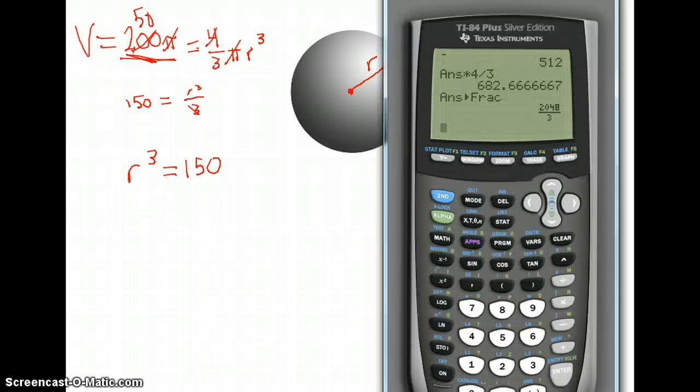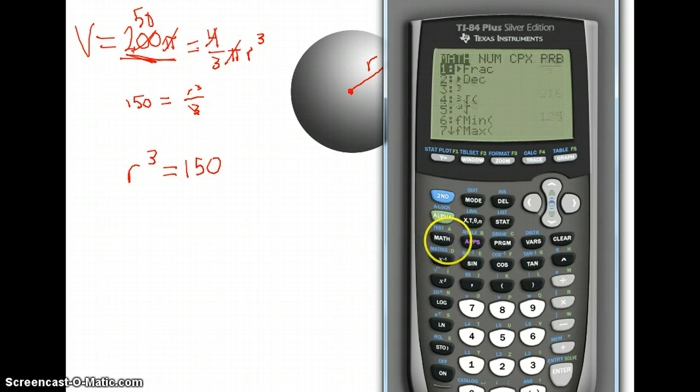I could drive myself crazy going guess and check, like 6 times 6 times 6. Oh, that's too big. 5 times 5 times 5. Oh, that's a little bit too small. It's somewhere between 5 and 6. Or I could just use the calculator to tell me, and that is in the math menu. The fourth thing down is the cube root of. And I go cube root of 150.